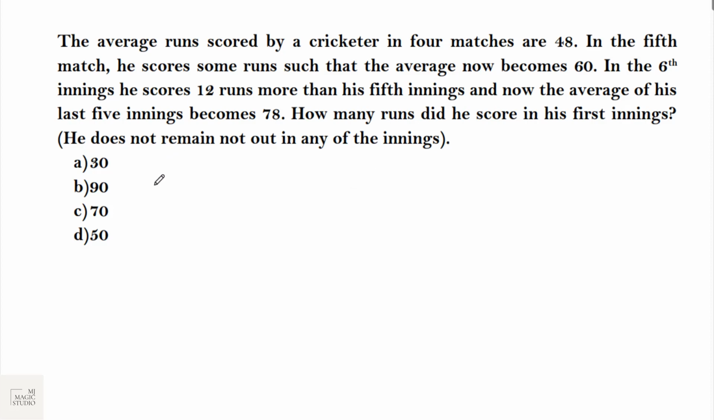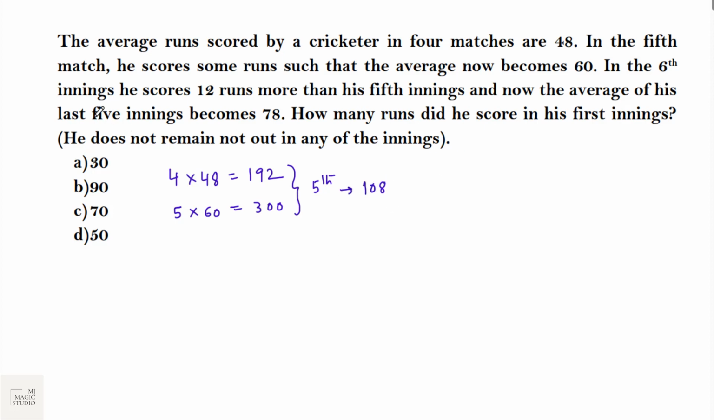The average runs scored by a cricketer in 4 matches are 48. So the total score would be 4 into 48, which is 192. In the 5th match, he scores some runs such that the average now becomes 60. So after 5 matches, average is 60. That means total is 300. If I deduct these two, in the 5th match he has scored 300 minus 192. That is 108.